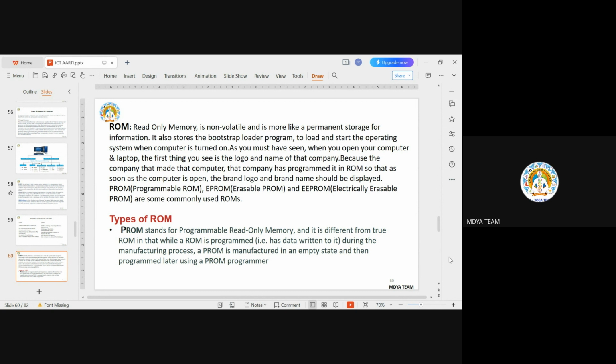In ROM, the program is programmed into the ROM by the manufacturer at the time of manufacturing. But when PROM is manufactured, it is empty. So when a programmer wants to program it, it can be programmed according to his requirement. Okay.